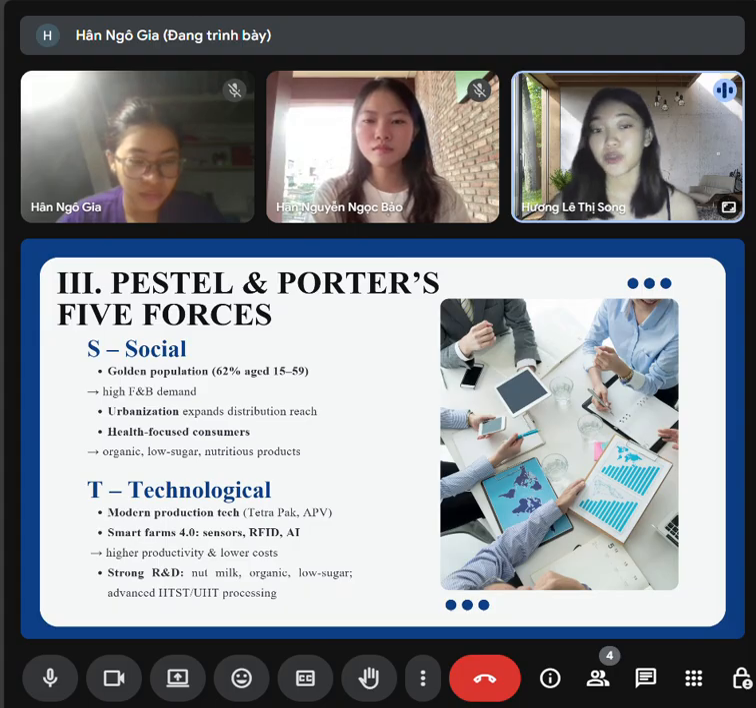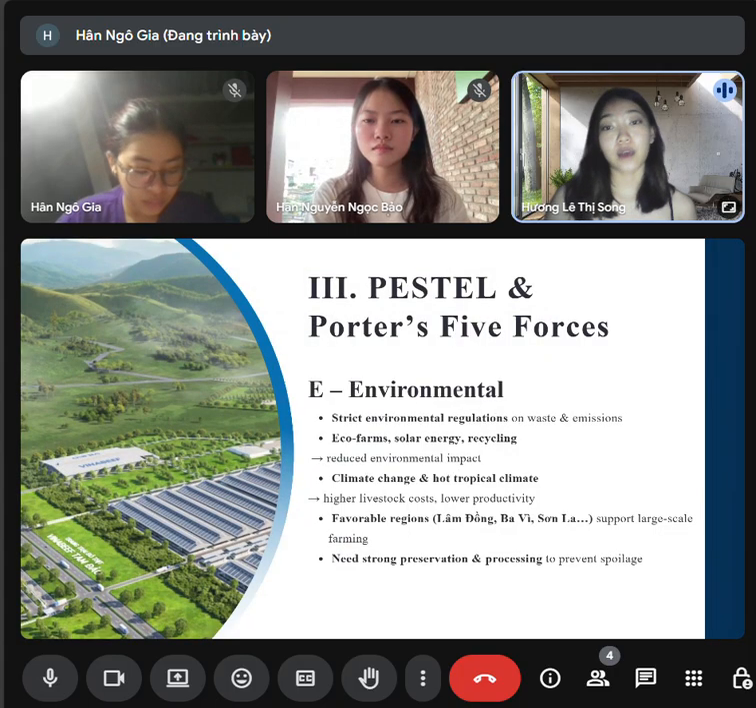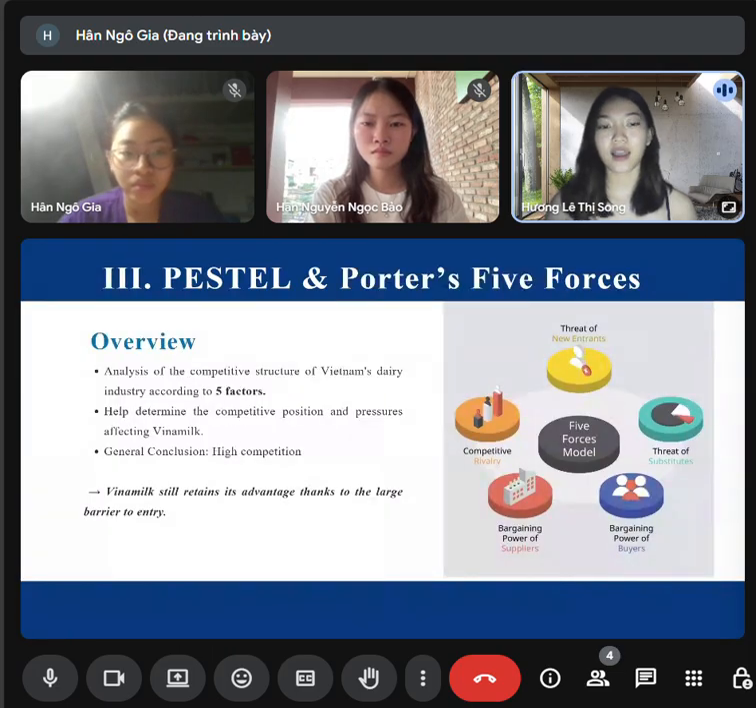Move to the environment. In terms of the environment, the hot and humid climates pose a number of challenges to productivity, and the requirements for waste disposal are also becoming more stringent. However, Vinamilk has actively invested in ecological solar farms to reduce the environmental risk.